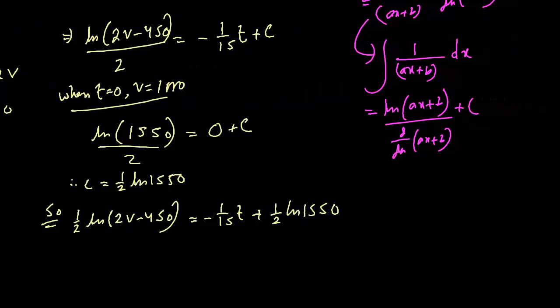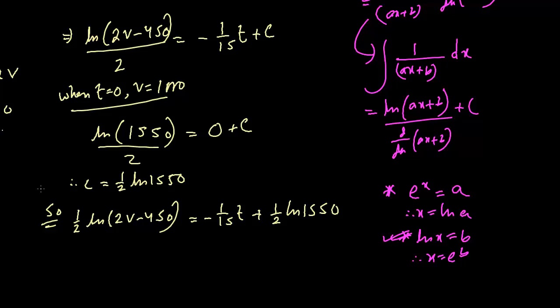Now we need to know the rule for the natural exponential function. If e to the power x equals a, therefore x equals ln a, and the opposite is also true. If ln x equals b, therefore x equals e to the power b. So this is what we are going to use. Now we can multiply both sides by 2. So this turns out to be ln of 2v minus 450 equals minus 2 by 15 t plus ln 1550.